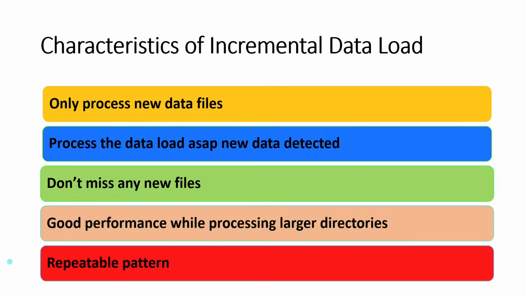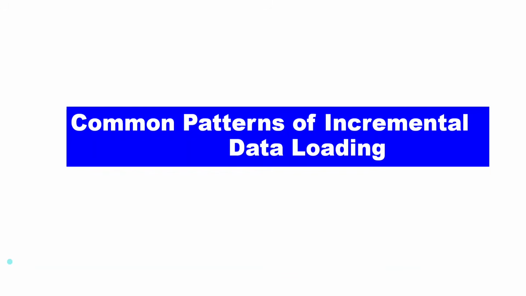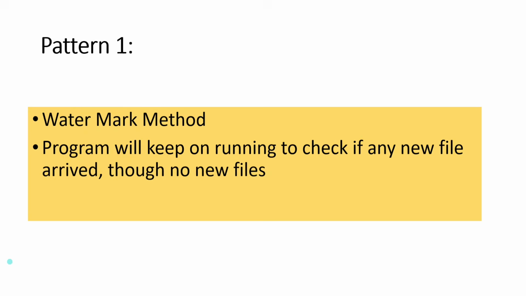Now, before getting into AutoLoader, again, I want to highlight a few common patterns which are used to handle incremental data loading. Coming to the first pattern, this is one of the traditional and most popular methods, the watermark method. As per this method, when we ingest data from the source system, we are going to capture the maximum timestamp or one of the incremental ID columns. What is the maximum ID? We are going to capture that value and store it in a control table, which is called the watermark table.